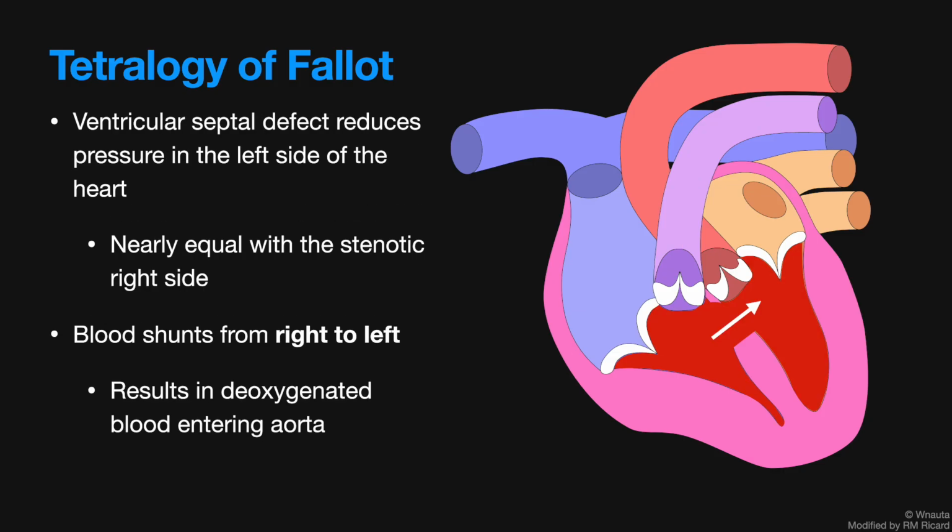These hearts also have a ventricular septal defect, which reduces the pressure in the left side of the heart, thus making it nearly equal with the stenotic right side of the heart. This results in shunting of blood from right to left, which is very unusual for most blood shunting conditions. This allows deoxygenated blood from the right side of the heart to enter the aorta.